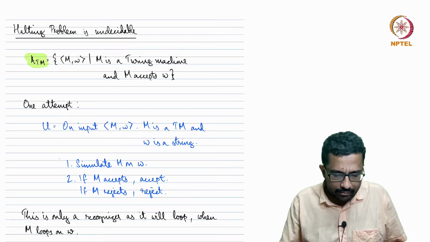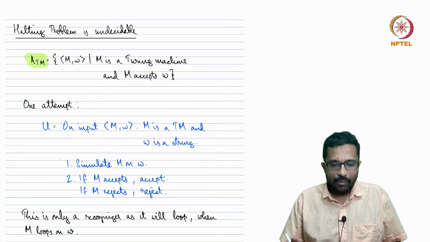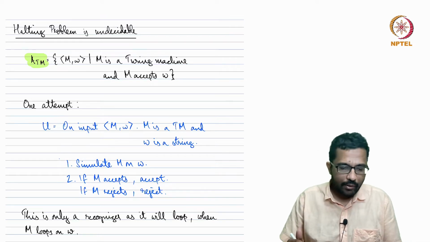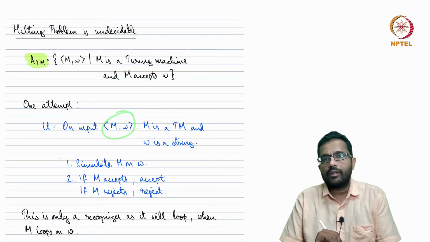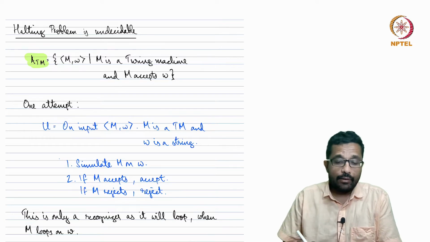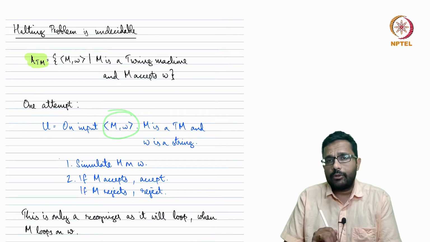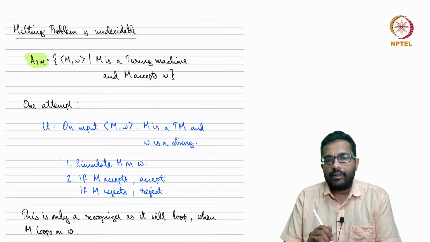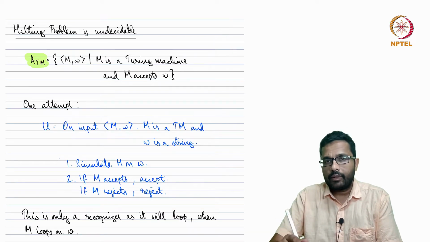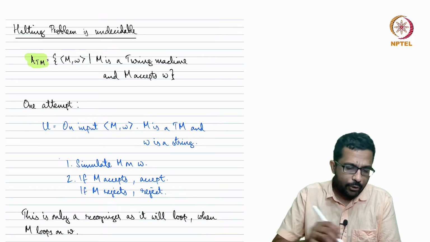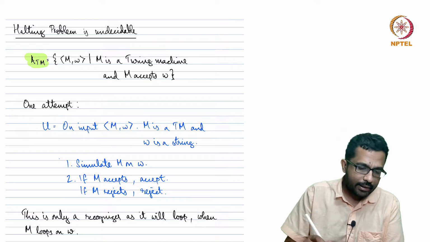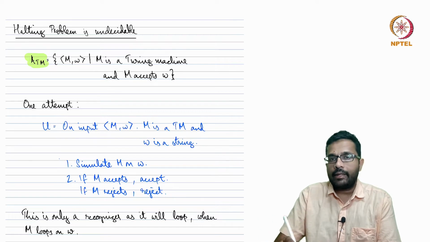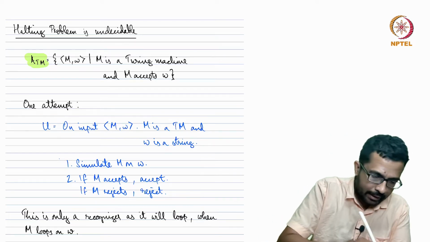So this seems like it has to work. But there is a small issue here. If M accepts W, we will accept the pair M, W. If M rejects W, we will reject the pair M, W. But there is a third possibility, that M may loop on W. If U is a decider for ATM, then even for the case where M loops on W, U has to reject the pair M, W. So, this is the main issue.